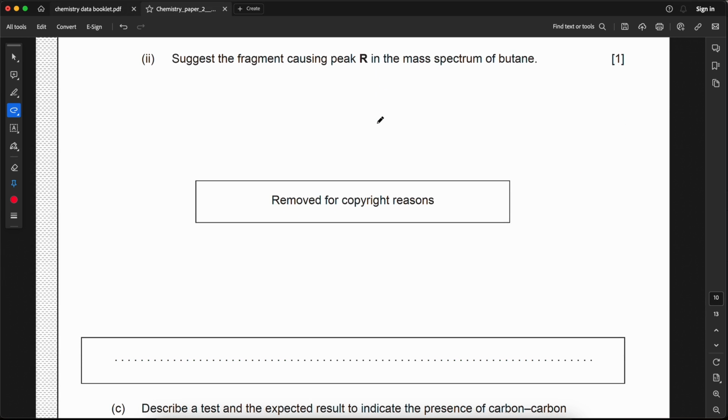Suggest the fragment causing peak R in the mass spectrum of butane. I cannot answer this question because the picture has been removed for copyright reasons.